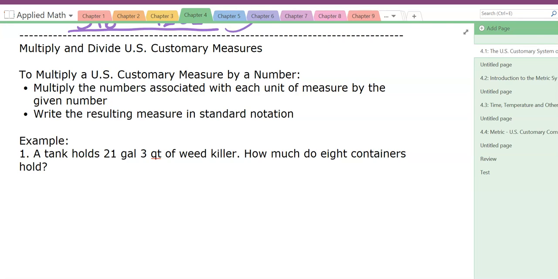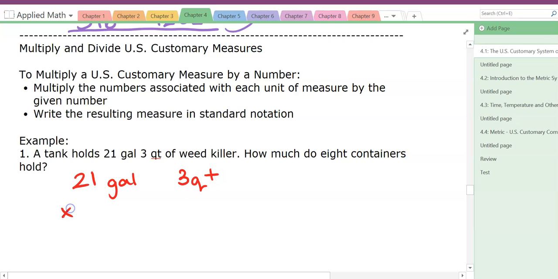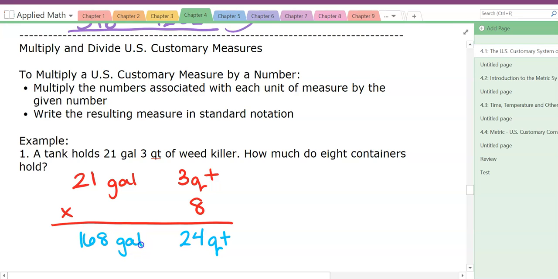So, for example, a tank holds 21 gallons and 3 quarts of weed killer. How much would 8 containers hold? So we're going to take the 21 gallons and 3 quarts, and we're going to take that times 8. So we're going to do 8 times each number. So 3 times 8 would be 24. We have 24 quarts. And then 21 times 8 would be 168. And so that would be gallons.